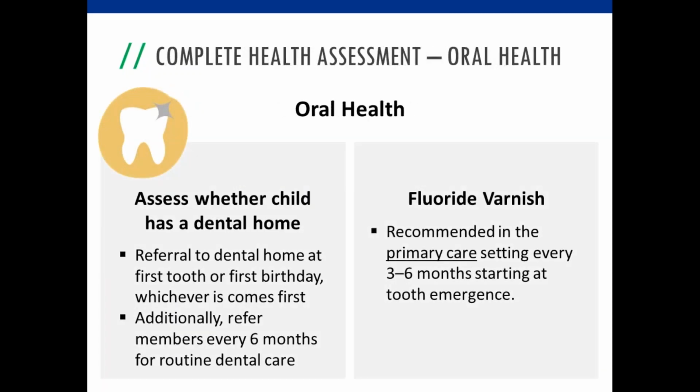Providers should assess whether a patient has a dental home and sees a dentist regularly. Referral for a dental home at the sign of a first tooth or first birthday, whichever comes first. Refer patients every 6 months for routine dental care. Primary care providers should also provide a fluoride varnish in a primary care setting every 3 to 6 months once the first tooth comes in.